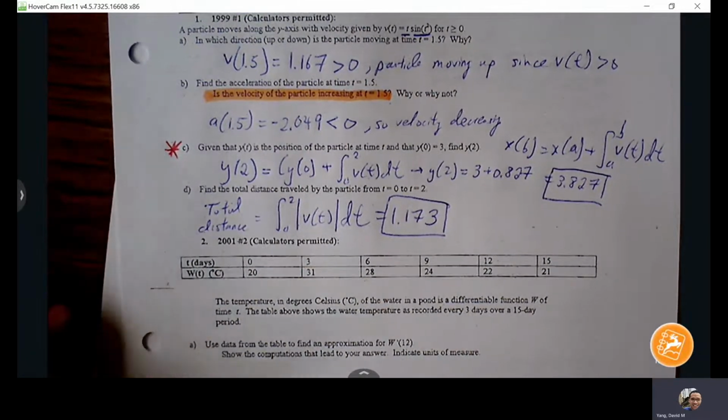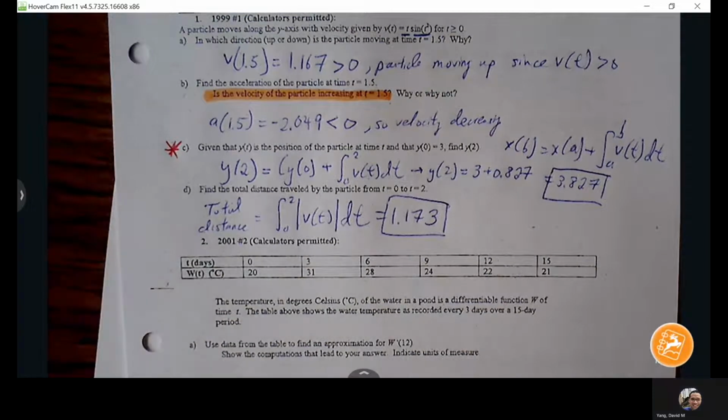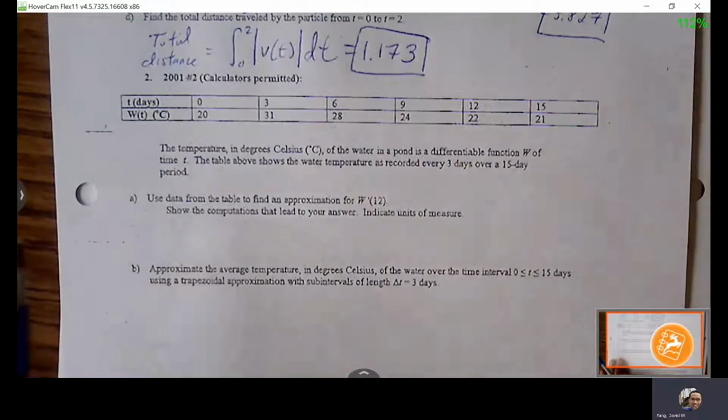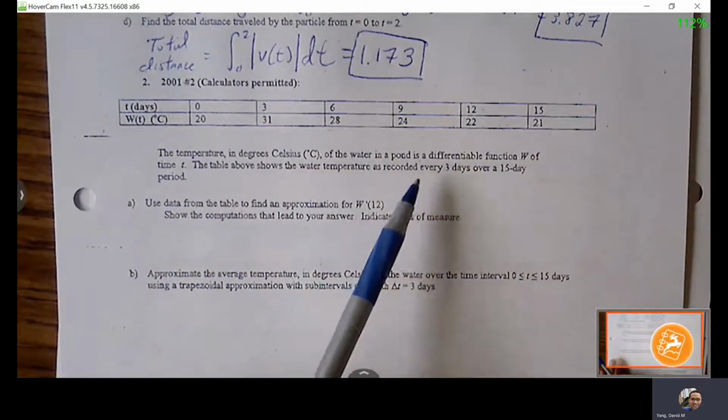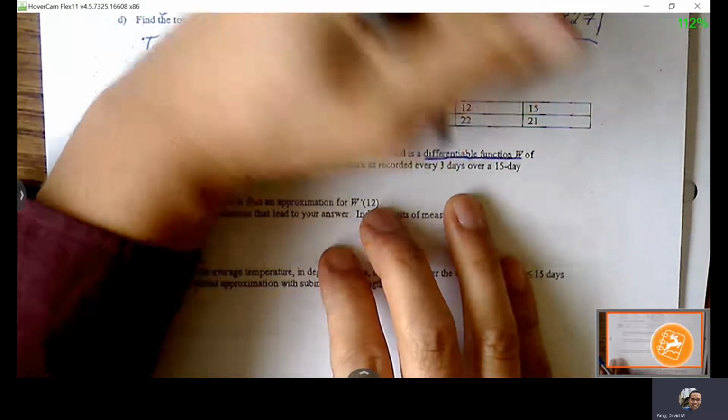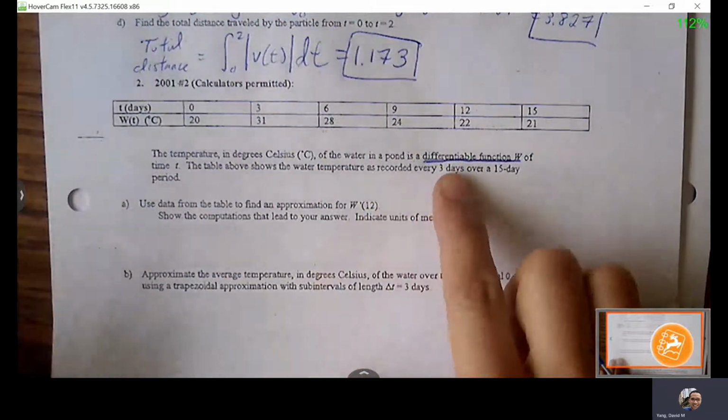Number 2 is a Riemann sum table of values. The temperature in degrees Celsius of the water in the pond is a differentiable function. This is just telling us information about this graph here. It's telling us that this is a smooth curve.